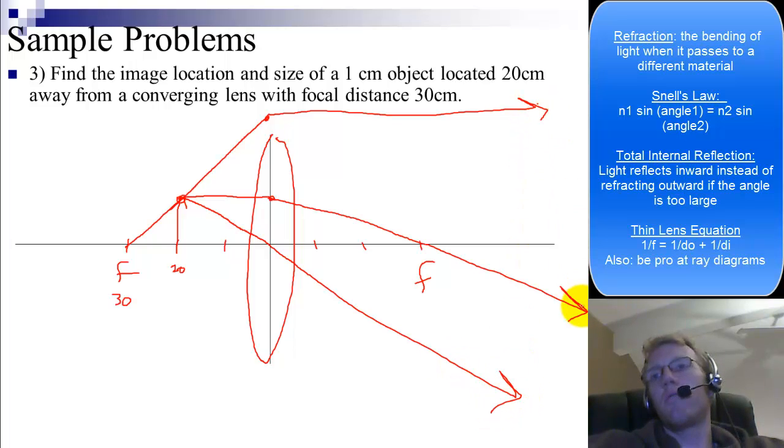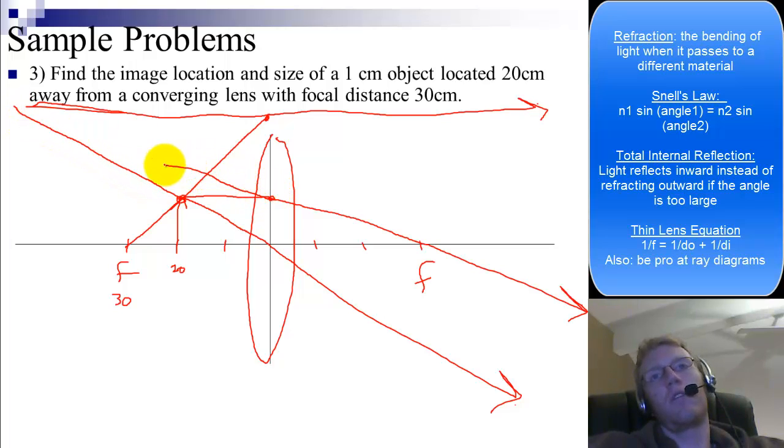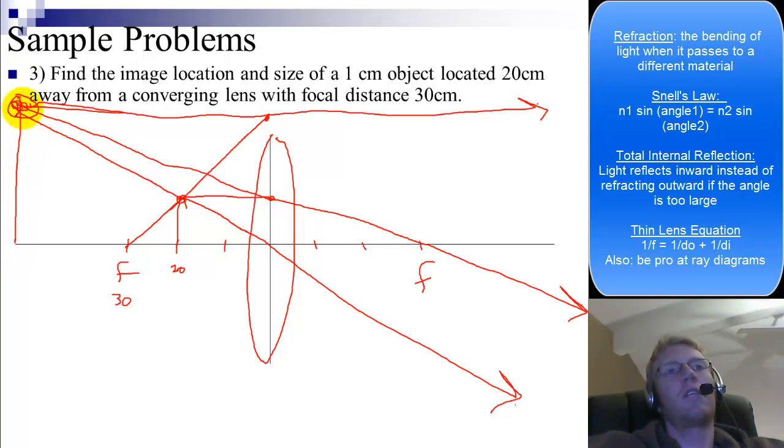So these three rays are spreading out. They're never going to cross. We should trace them back. This one's easy to trace back because it's parallel. Wow, not very good job. This one we trace back here, and this one we trace back here. And then they all appear to cross right around here. So our image is located back here. It's going to be upright, and it's going to be virtual.